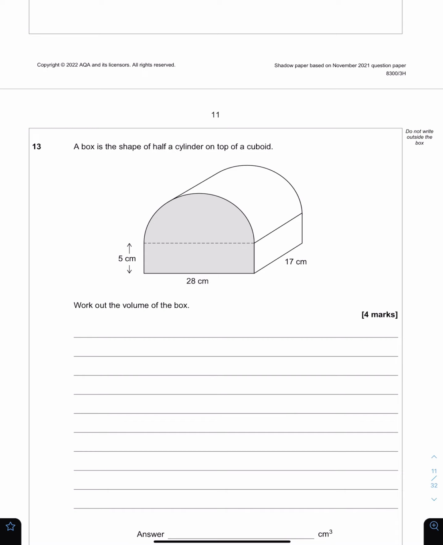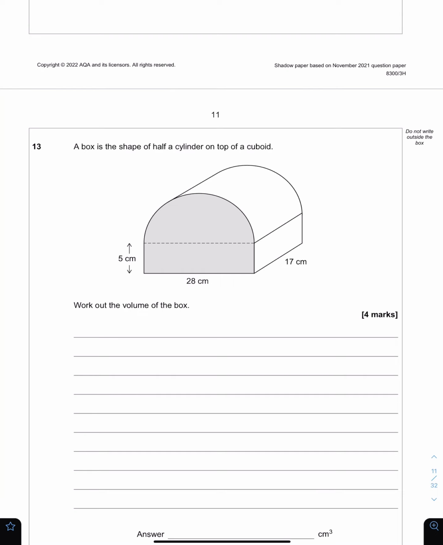Moving on, a box is the shape of half of a cylinder on top of a cuboid. Okay, and it says to work out the volume of the box. Well, we can kind of split it into two parts. It's a prism, basically, because half a cylinder is a prism, where the cross-section is a semicircle. And a cuboid is also a prism, where the cross-section is a rectangle.